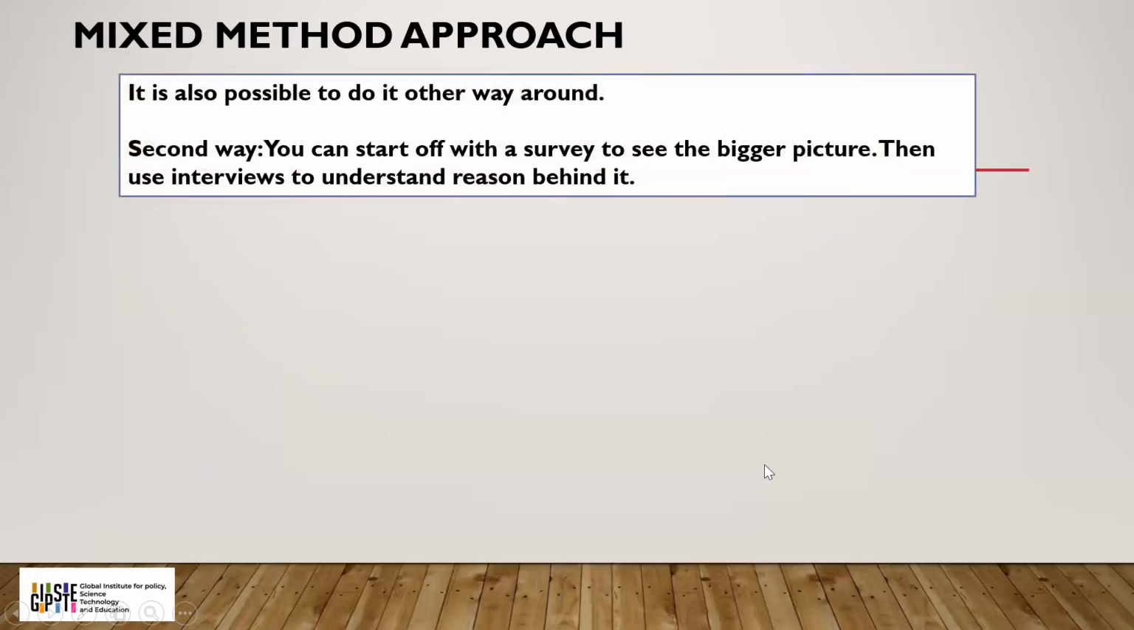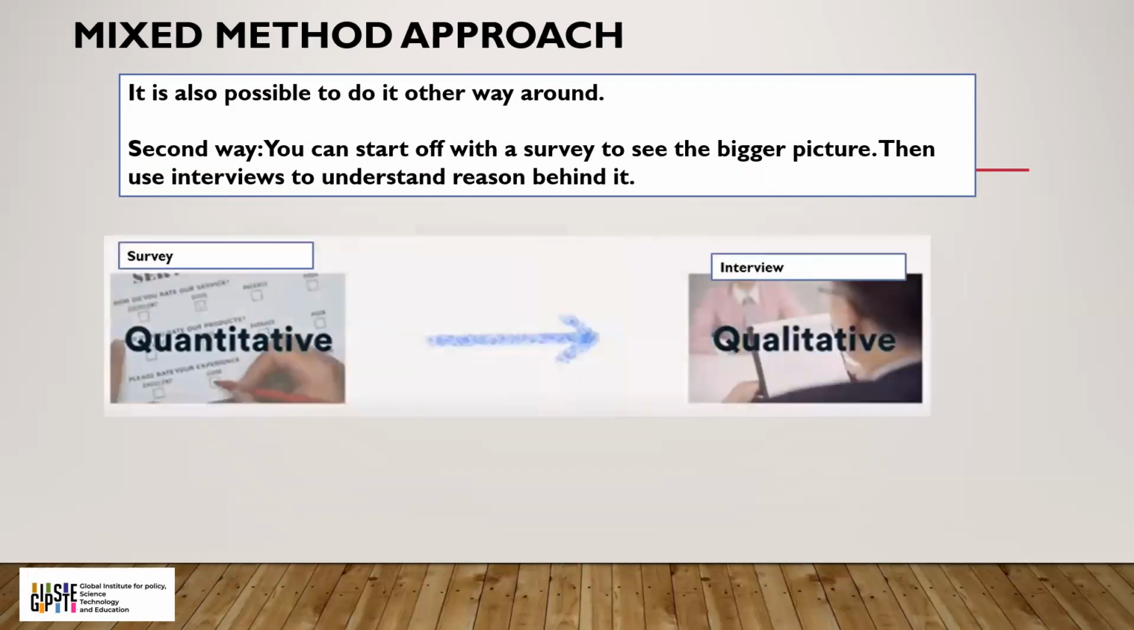The second approach is that it is also possible to do it the other way around. So the second way, you can start off with a survey to see the bigger picture. Then you use interviews to understand the reasons behind it. So in this scenario, you start off with a survey to see the bigger picture, then you use the interviews to understand the reasons behind it, to support the statistical analysis that you did from the large data set from the survey.